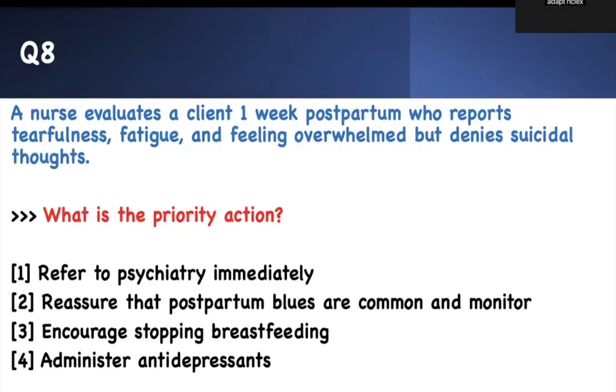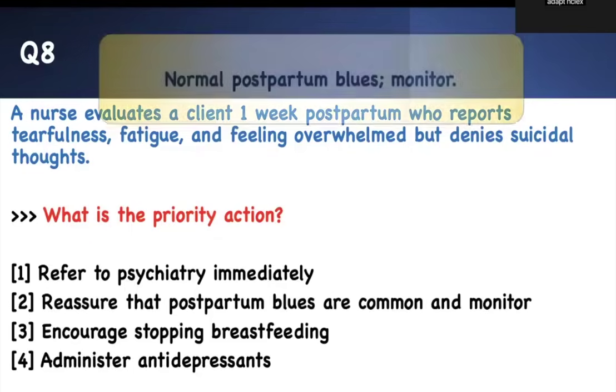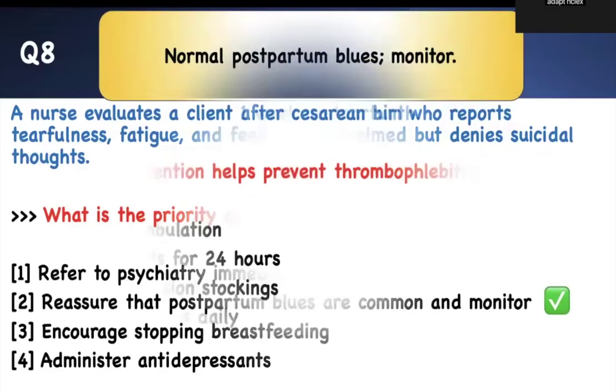What do you want to do? Refer them to psych, reassure this is postpartum and it's common, and monitor them. They should stop breastfeeding right away. Give them antidepressant. Look at it. It's either blues or depression or psychosis. Psychosis, they have hallucination. There's no psychosis. There's no depression because what? Patient is not suicidal. They are not hopeless. They're just tearful, emotionally labile. This is what we call postpartum blues. Reassure them.